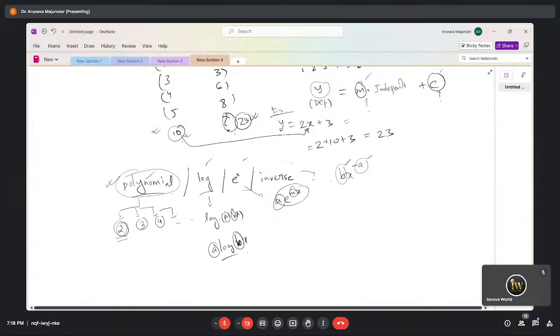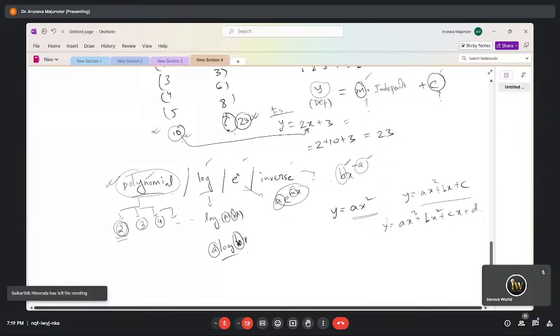You need to identify the governing curve, that is, yes, I want this kind of curve. Let us suppose polynomial. I want a polynomial curve like this: y equal to ax square. Then you need to fit the x square. I want a polynomial like ax square plus bx plus c. This kind of polynomial curve you can also fit. I want a cubic curve, y equal to ax cube plus bx square plus cx plus d, like this. This is a cubic curve.